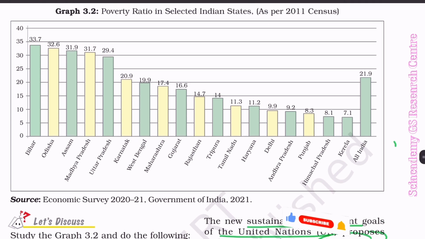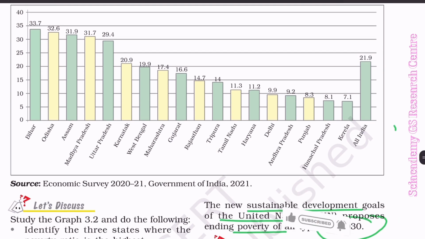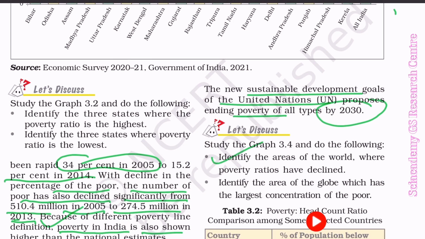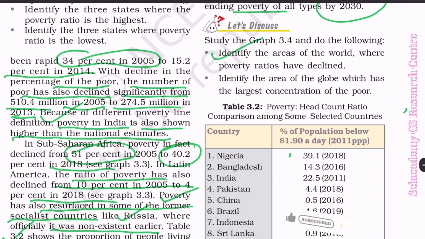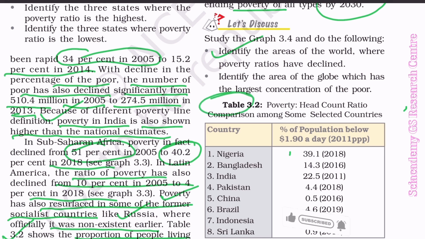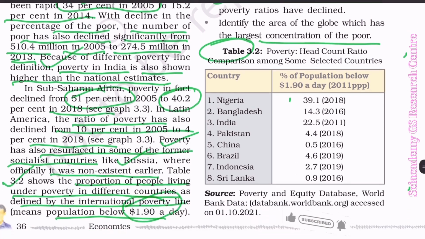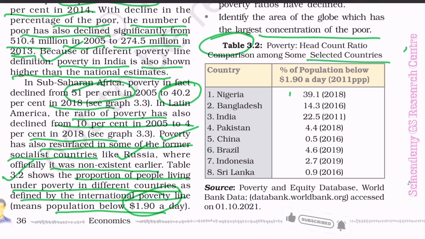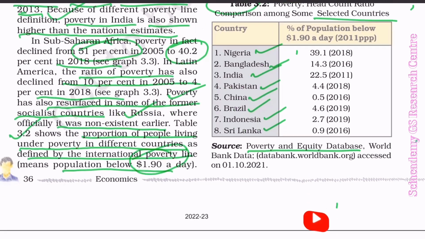Let's discuss. Study the graph 3.4 and do the following. Identify the areas of the world where poverty ratios have declined. Identify the area of the globe which has the largest concentration of the poor. Poverty head count ratio comparison among some selected countries: Nigeria, Bangladesh, India, Pakistan, China, Brazil, Indonesia, Sri Lanka. Source: Poverty and Equity Database, World Bank data.